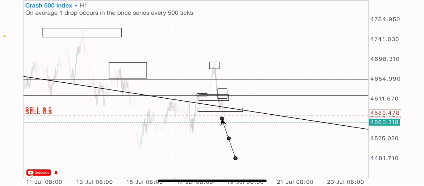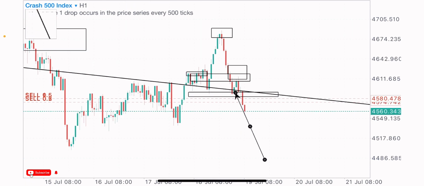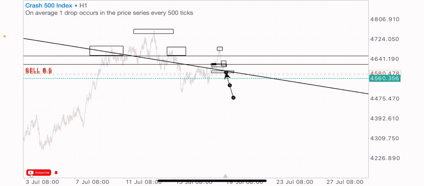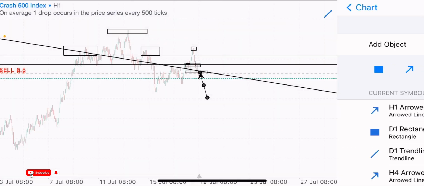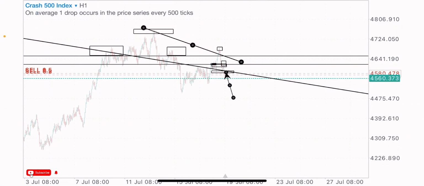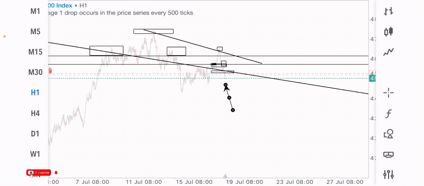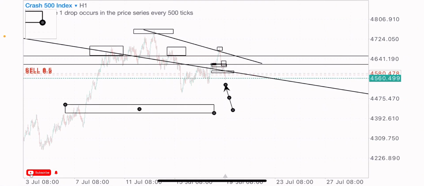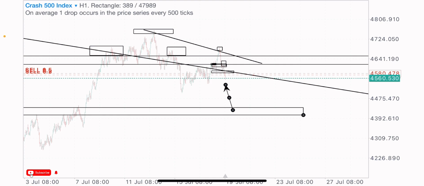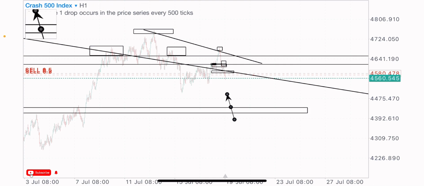I'm expecting more sells basically on Crash 500 index, and we have seen the reversal formation as well, the head and shoulders pattern, which is a nice bearish reversal formation, adding up with our new lower highs formation that came up at this point. Everything looking bearish basically. So I'm expecting more sells on this index, at least to this level, to this first level.